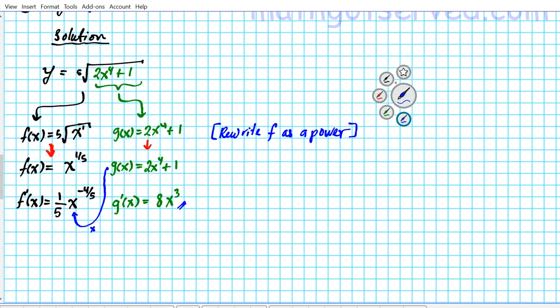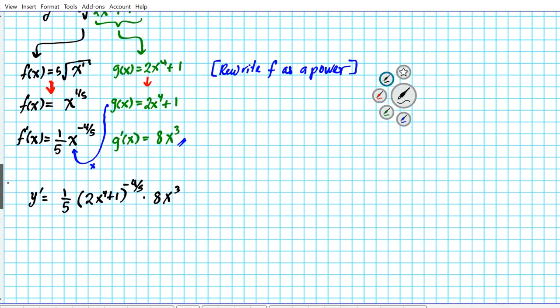Okay, so our derivative, y prime, or dy dx, mean the same thing, in unsimplified form is 1 over 5 times the quantity 2x to the 4th plus 1 raised to the negative 4/5 times 8x to the 3rd.